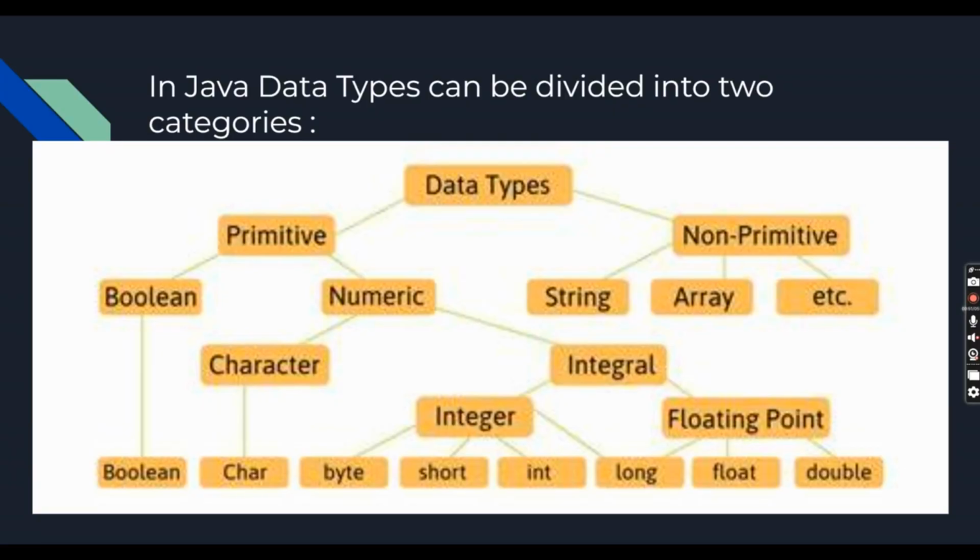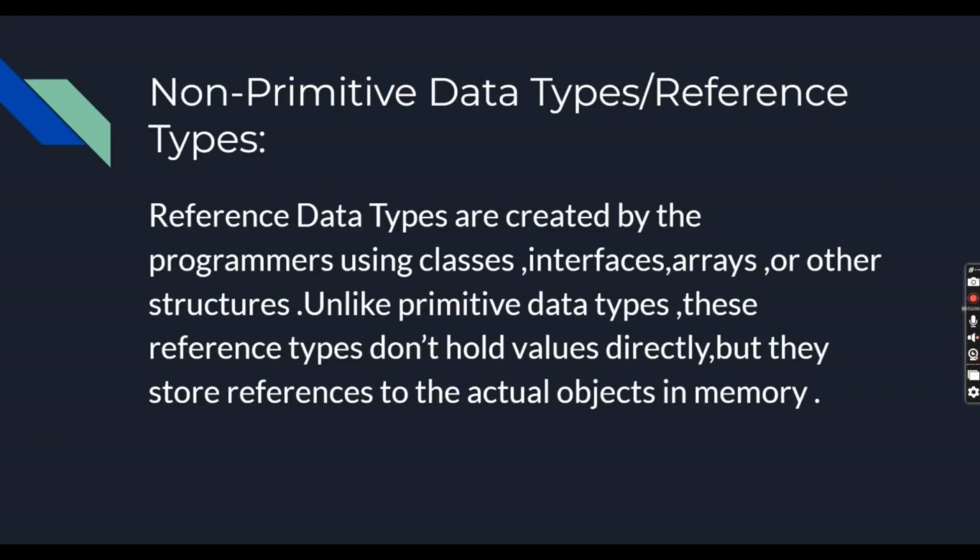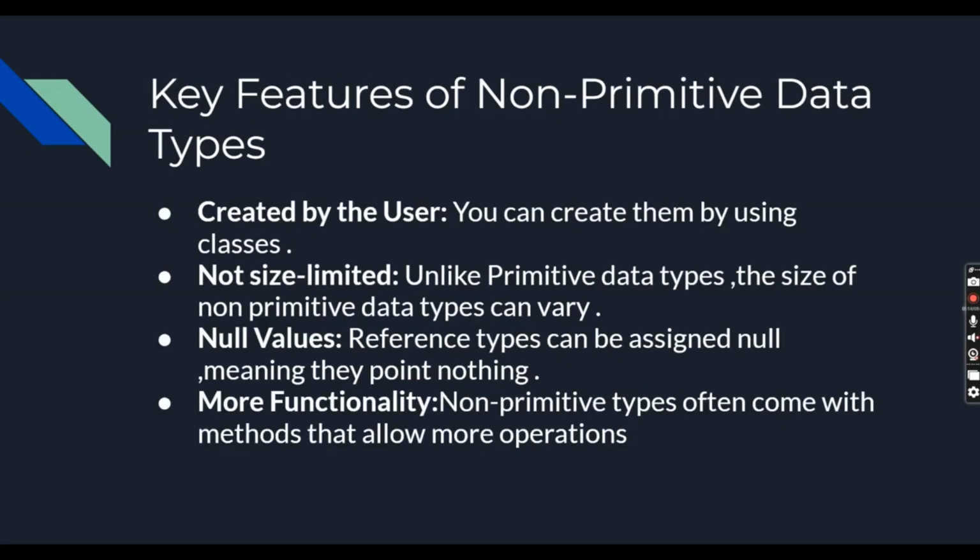They are also called reference types. Reference data types are created by programmers using classes, interfaces, arrays or other structures. Unlike primitive data types, these reference types do not hold values directly, but they store a reference to the actual object in memory. The thing is, they store a reference to the object in memory, right?